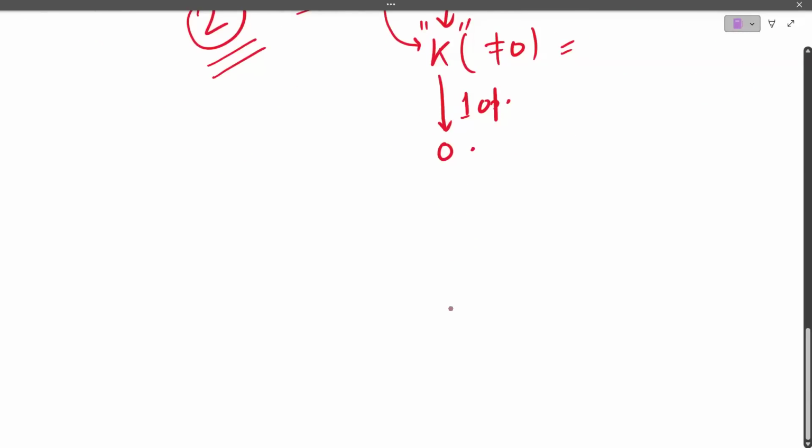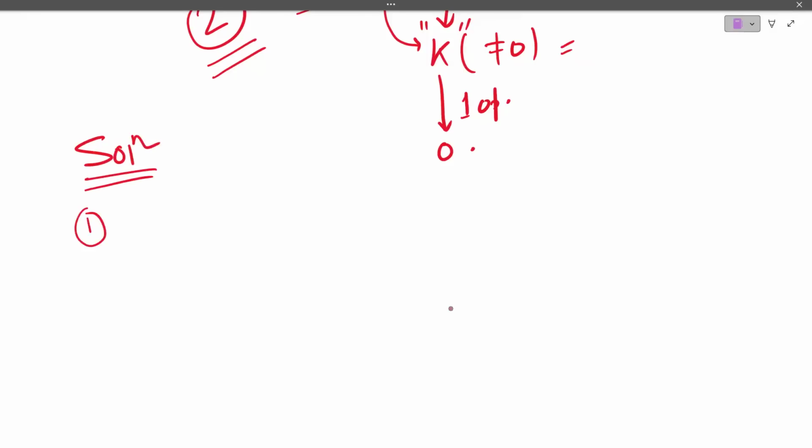So what is the solution? Let me conclude the solution. The solution is simple. You need to check four cases. The first case is when the entire array is zero. So the entire array is zero, and then we know that the answer is simply zero.